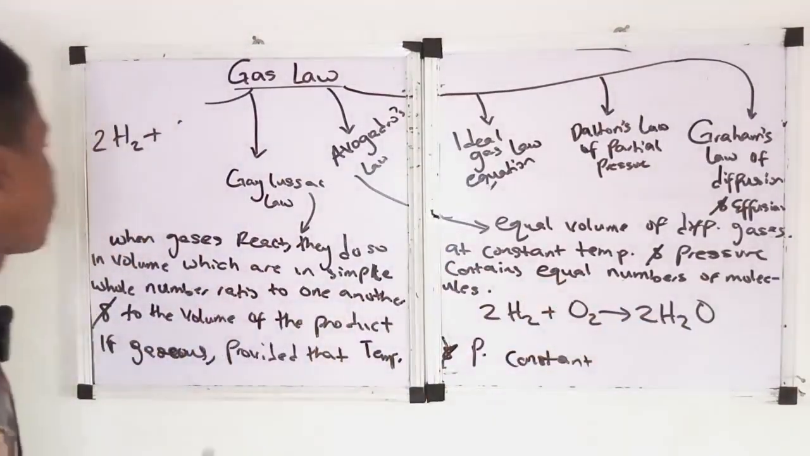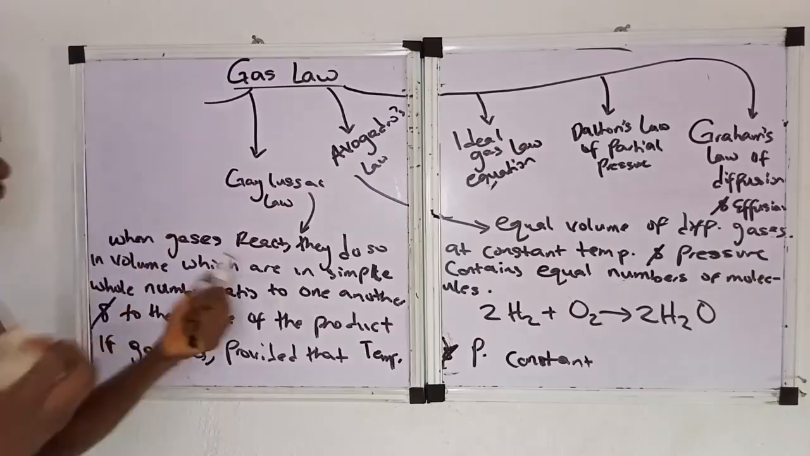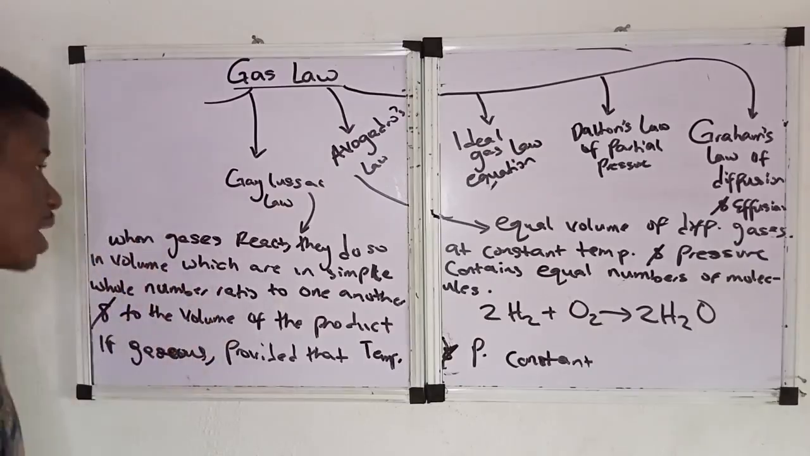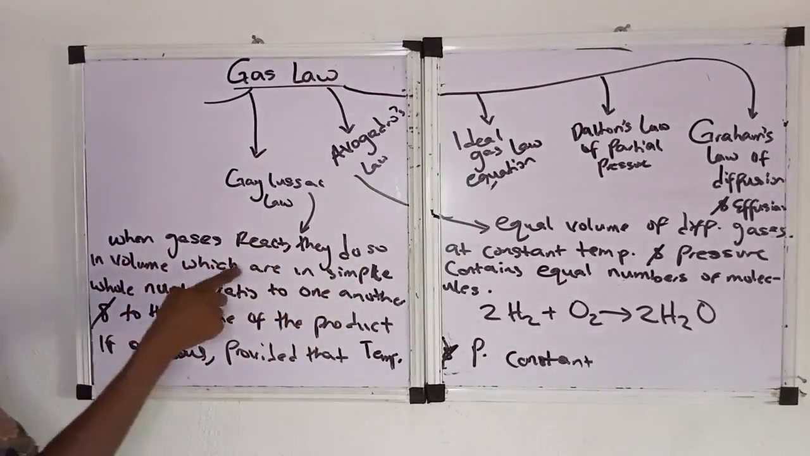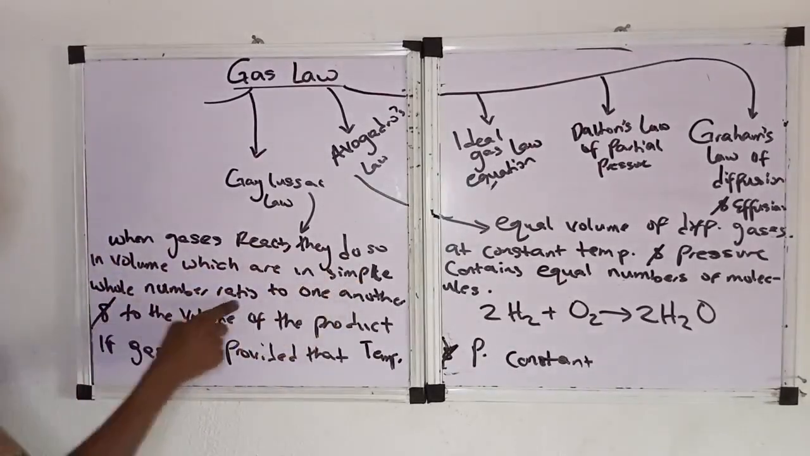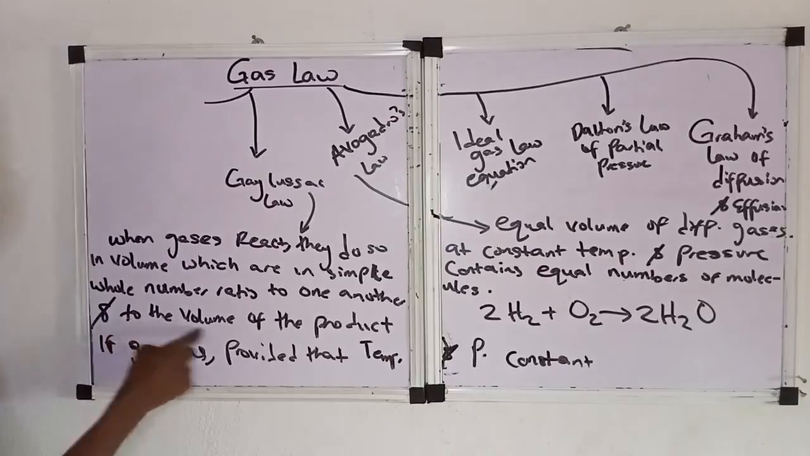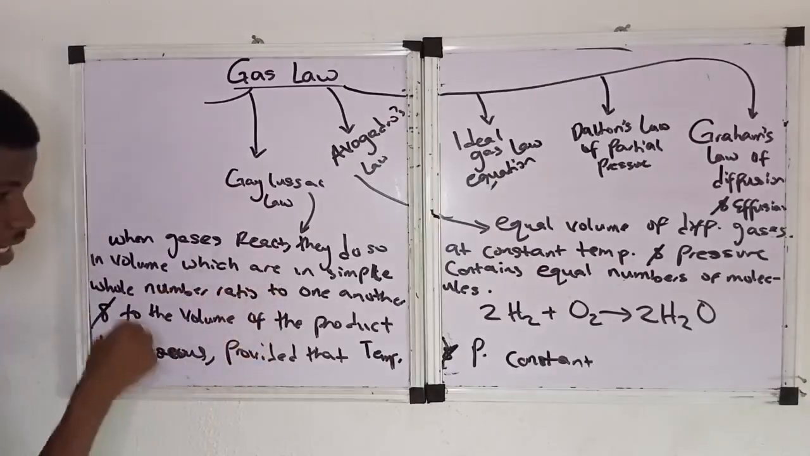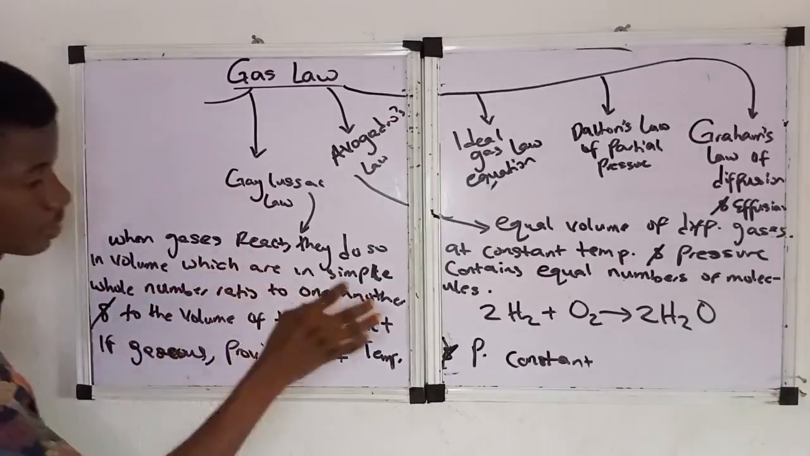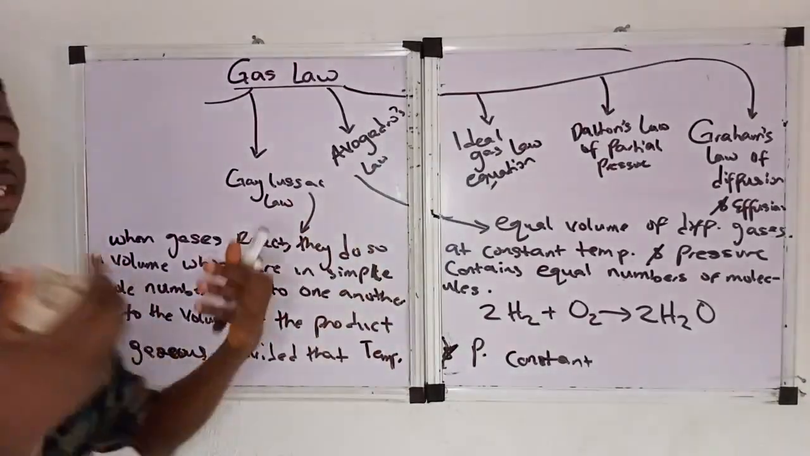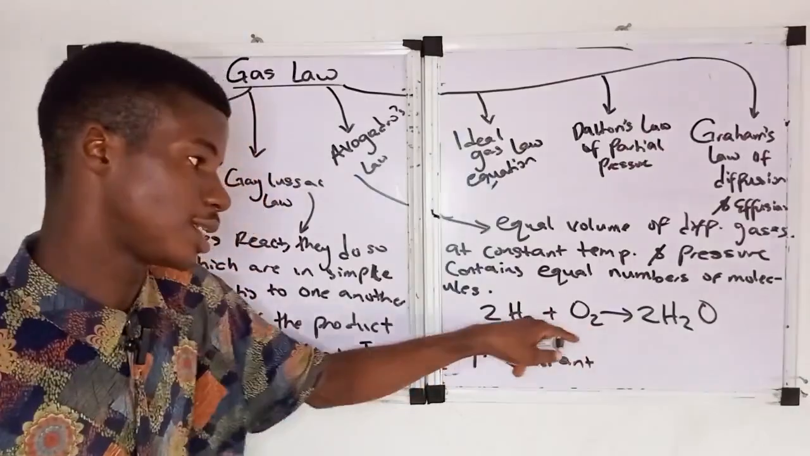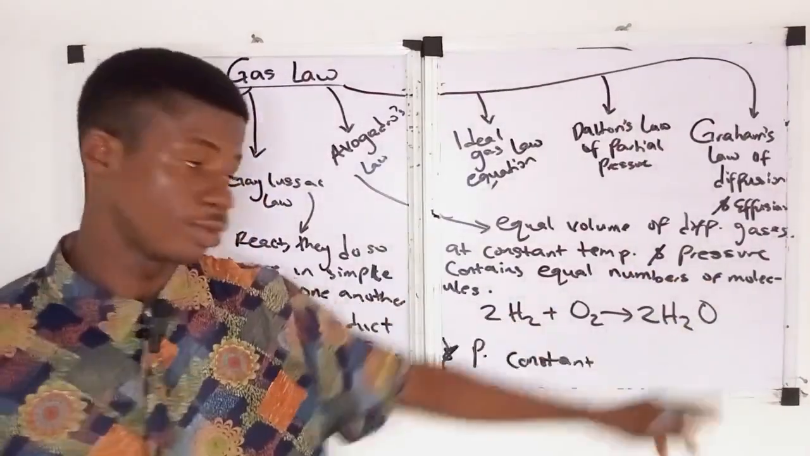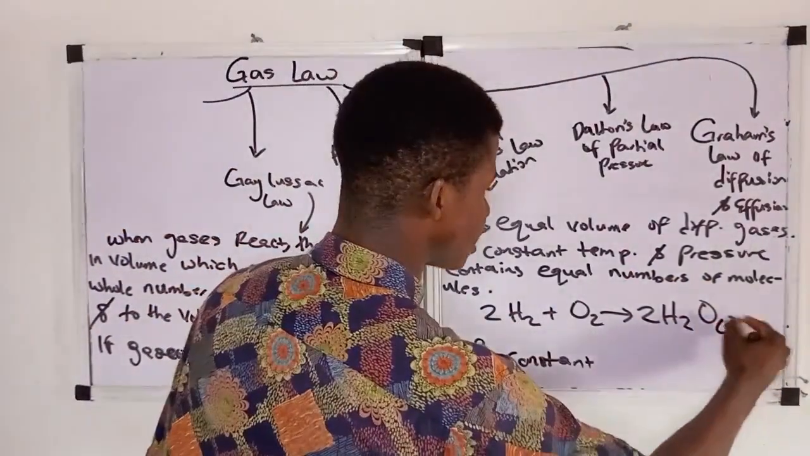Now, what is the Gay-Lussac law saying? It is saying that when gases react, they do so in volumes which are in simple whole number ratio to one another, and to the volume of the product if gaseous, provided that the temperature and pressure remain constant. The law is telling us that all of these are gases, right? This is steam, the gaseous form of water.